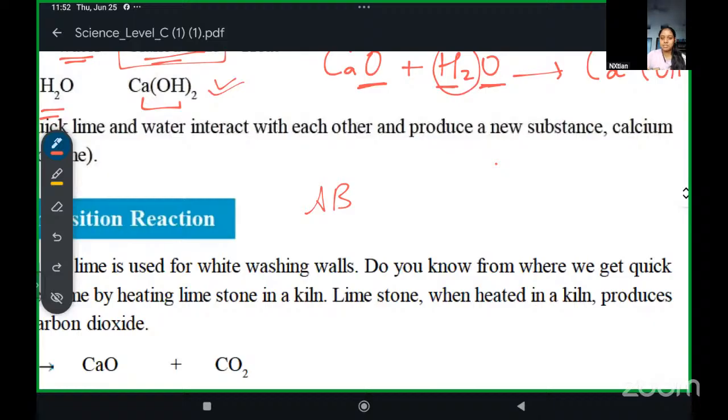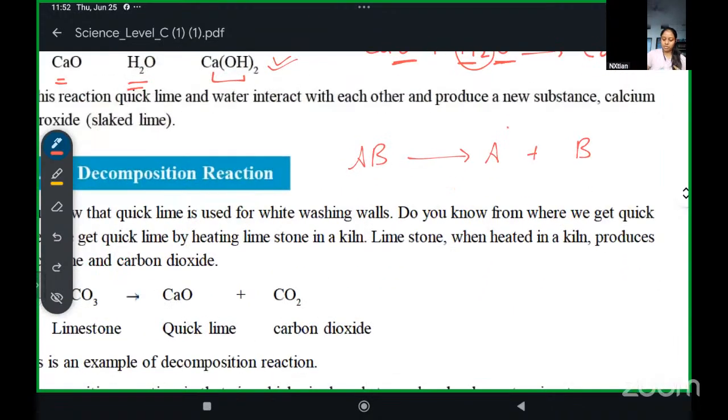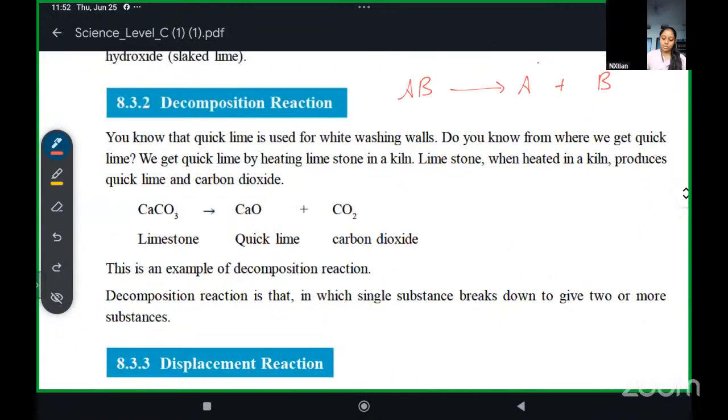I have a substance AB. My substance AB will break down to give two new substances A and B. In the combination, A and B were combining to form AB. In decomposition, one single substance will break into two parts and give two or more new substances. That is your decomposition reaction.